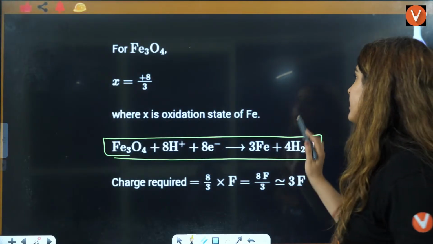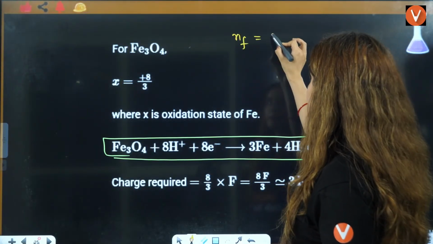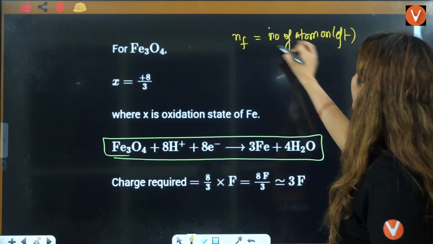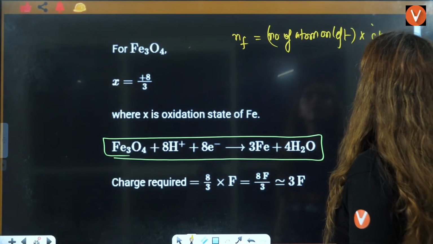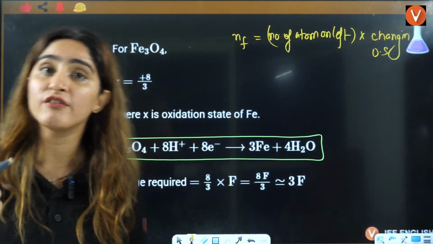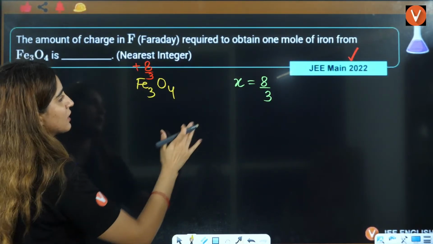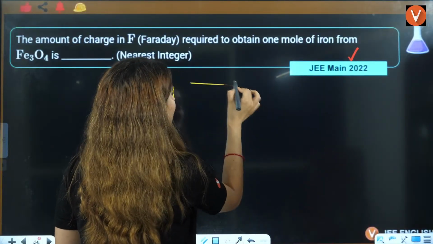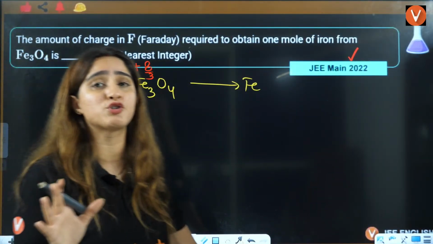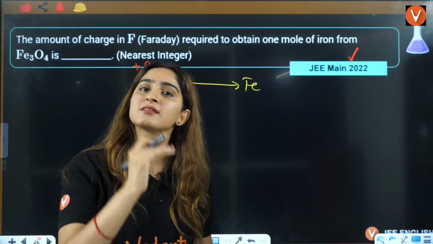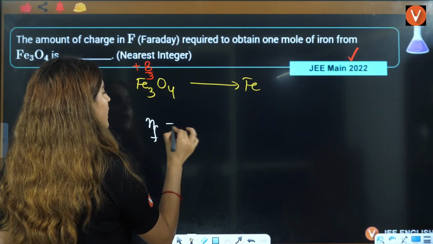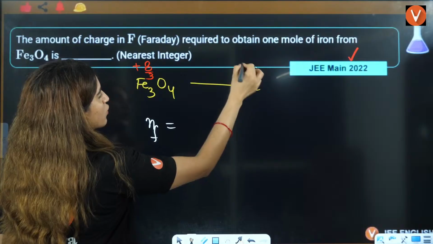You need to know one thing. What is the n factor? The n factor is the number of atoms on the left side multiplied by the change in oxidation state. This is how to calculate the n factor. If I am saying this is getting converted to Fe, you don't want to balance it. Either you balance it, which I'll teach you in redox reactions, but that is a lengthy process. So instead of balancing, why don't we do this? The n factor is equal to the change in oxidation state. See, this is 0, this is 8 by 3.